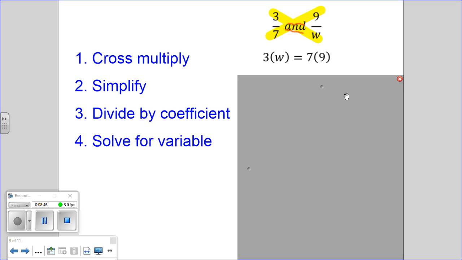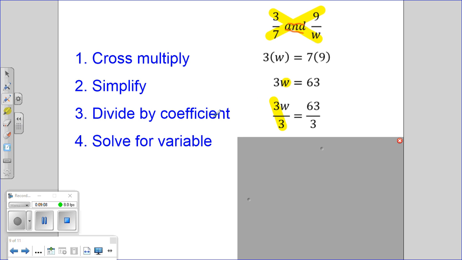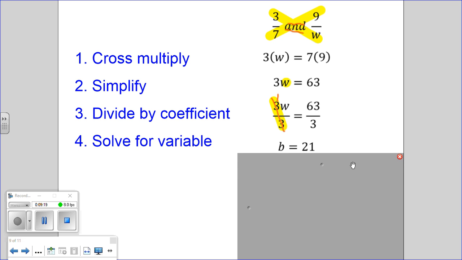And now we're going to simplify. 3 times w is just 3w, and 7 times 9 is 63. So next I want to divide by the coefficient. So since I want w by itself, I'm going to divide by this number in front of w on both sides. So we'll be dividing by 3. 3 divided by 3 is 1, which is why we are just left with our 1w. And 1w can just be written as w equals, and then 63 divided by 3 is 21. So that should say letter W.